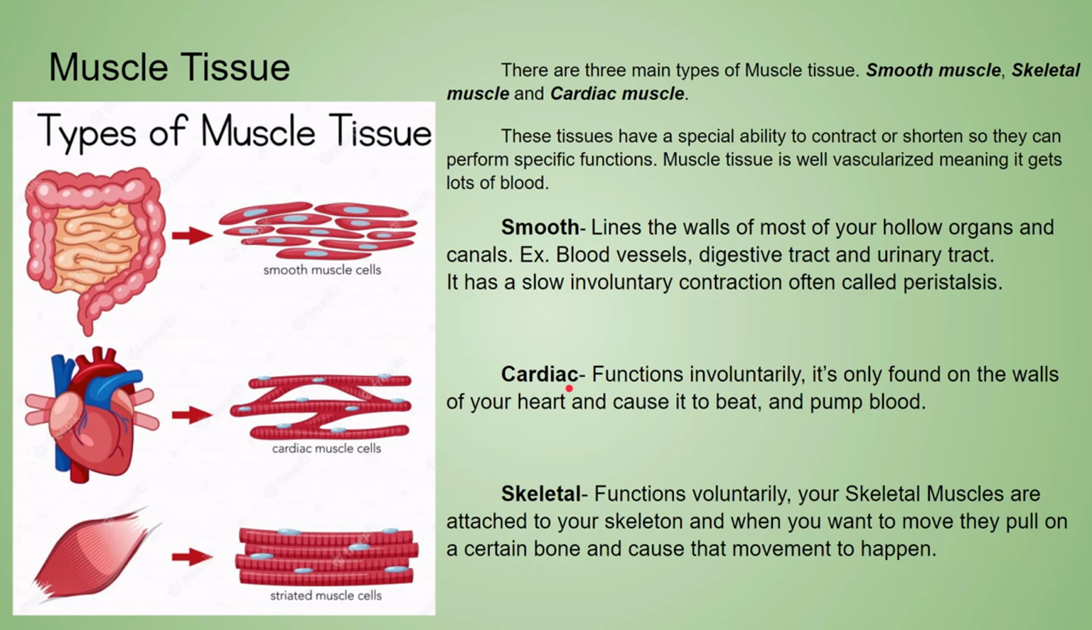Cardiac muscle tissue functions involuntarily. It's only found on the walls of your heart and causes it to beat and pump blood. Like mentioned here, it's only found in the walls of your heart, and it's involuntary, meaning that it beats on its own. So it's basically your brain commands it to beat without you having to tell it to beat, which is obviously very useful, so you don't have to tell your heart to beat every second.